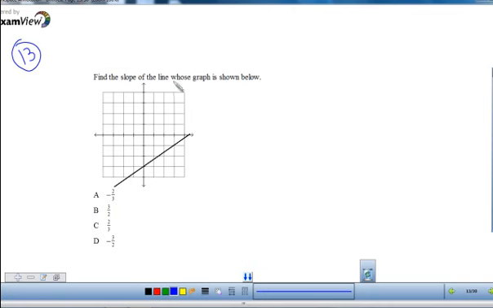Okay, find the slope of the line whose graph is shown below. So find the slope just means I need to find the rise over the run. So I don't have to write an equation, I just have to find the slope. So I need to pick 2 points and go up and over and count my boxes. So that's 2, 3. So my slope is 2 over 3. And remember that it's going up. So I went up. So it's positive 2 over 3.